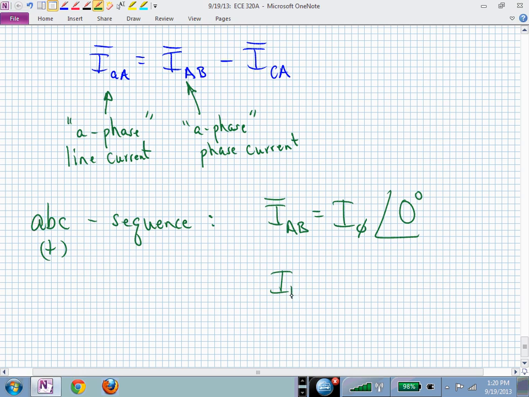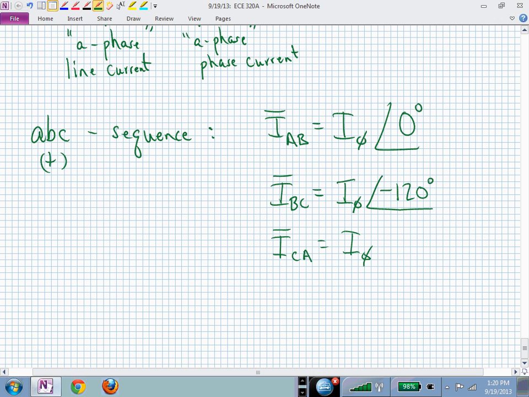If that's the case, what's I sub BC? Where'd that come from? That came from our positive circle, didn't it? So now we're walking around clockwise, or the phasors are spinning counterclockwise, and we'll see ABC, ABC. That means the B phase is 120 degrees behind the A phase, and the C phase is 120 degrees behind the B phase, so it's minus 240, but that's equivalent to plus 120.